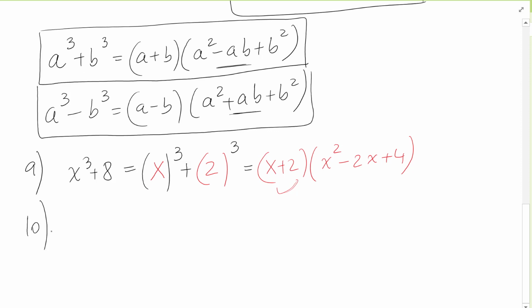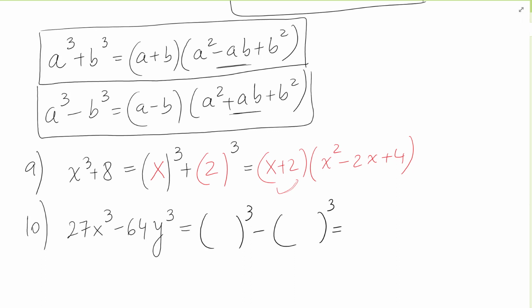And another one, 27x cubed minus 64y to the third. So again, I want to show what is cubed minus what is cubed, right? What is my a and b? So in this case, 3x cubed is 27x cubed, and then 4y is cubed.